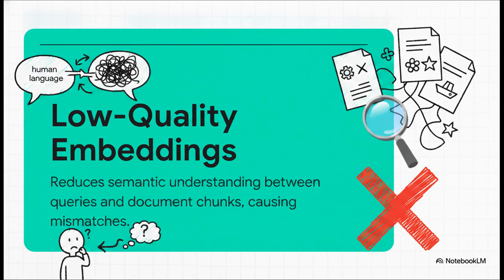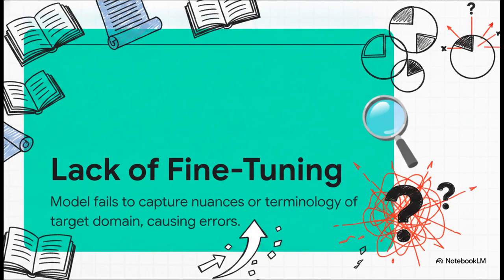Moving on to the third issue, low-quality embeddings. You can think of embeddings as the critical translator between human language and machine logic. If you're relying on low-quality embeddings, you massively reduce the semantic understanding between what the user is asking and what the document chunks actually mean. It's exactly like having a terrible translator in the room. The user asks a question, the embeddings completely mistranslate the intent, and boom, the system pulls up a bunch of totally mismatched documents.